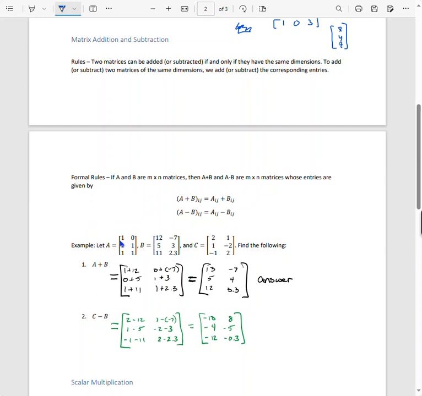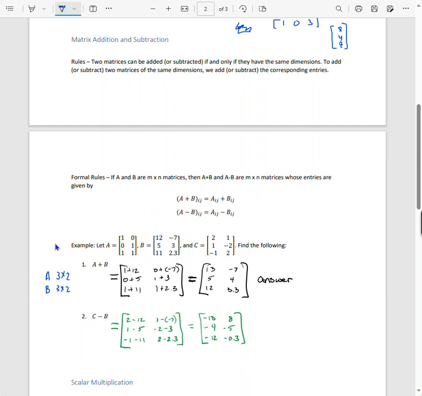We're going to let A be the matrix 1, 0, second row 0, 1, third row 1, 1. B is the matrix 12, negative 7, second row 5, 3, third row 11 and 2.3, don't forget that decimal. C is the matrix given by 2, 1, second row 1, negative 2, third row negative 1, 2. And we're supposed to find the following, A plus B. So I know that matrix A has 3 rows and 2 columns. I know that matrix B also has 3 rows and 2 columns.